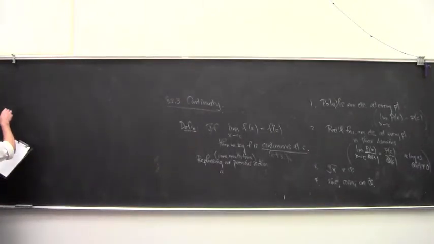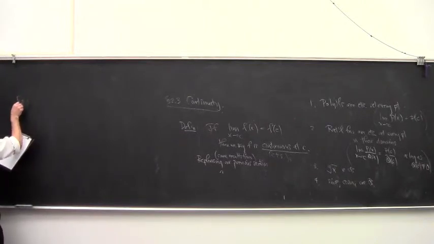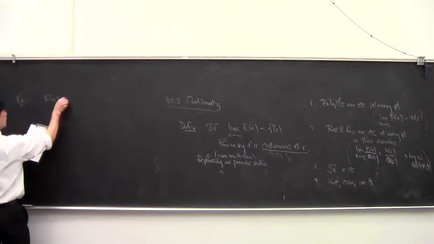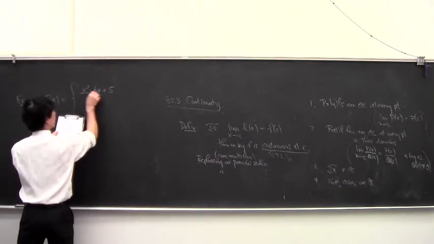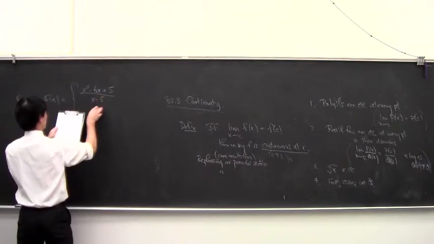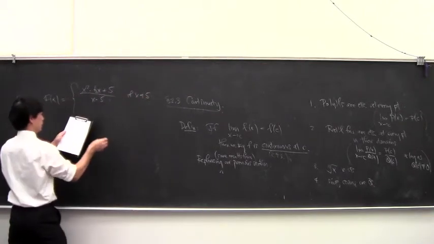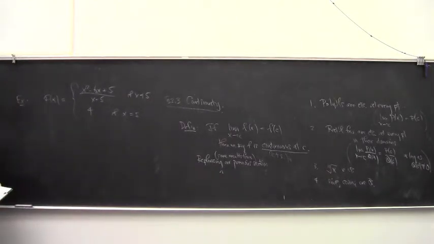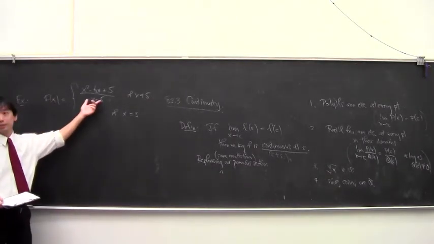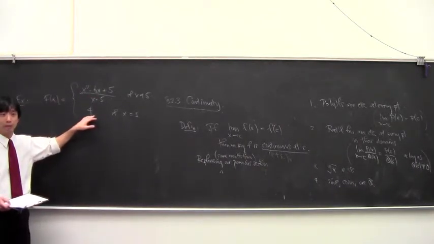Let me do an example of something that's a little bit more strange. Here you have a function, and this is actually a good example for you, Sarah. The function is a rational function if x is not equal to 5, and the function is equal to 4 if x equals 5. The denominator is 0 at 5, but we put in a value there.